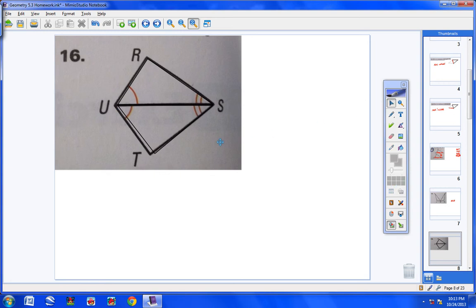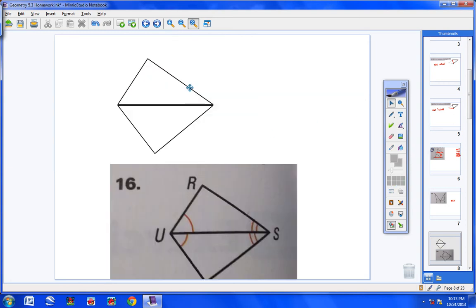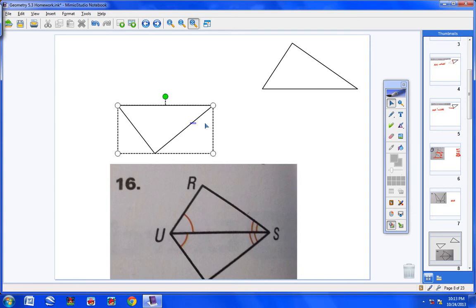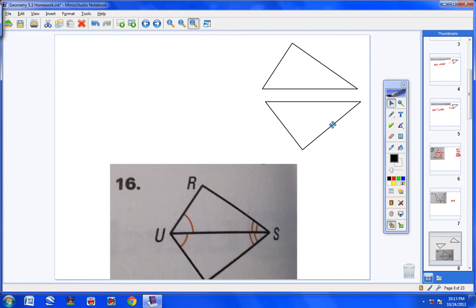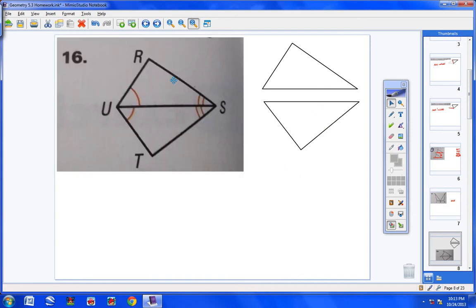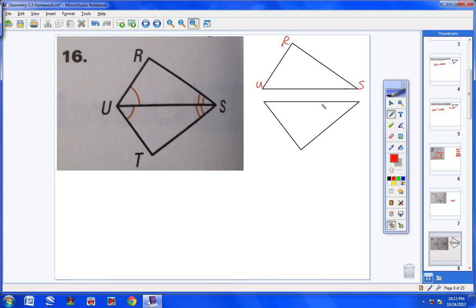I'm going to split these two triangles up. And now let's go ahead and fill in what we know. We know this is U, R, S, and this is U, T, S. We know this angle is congruent to this angle. We know this angle is congruent to this angle.